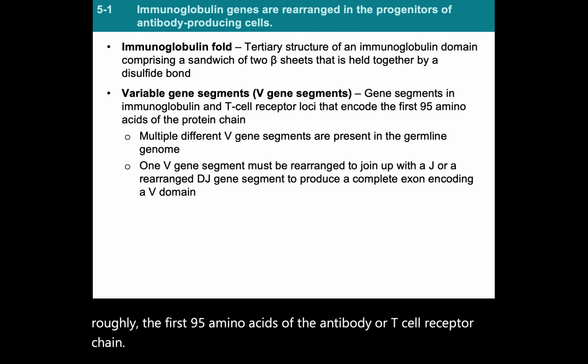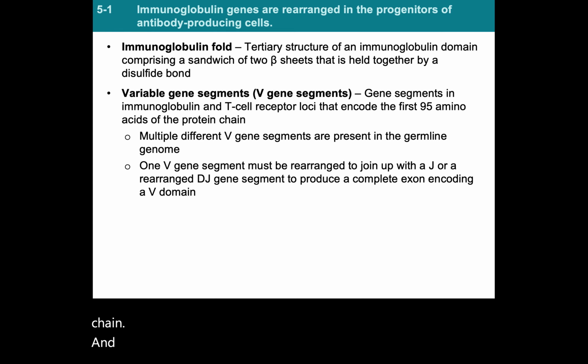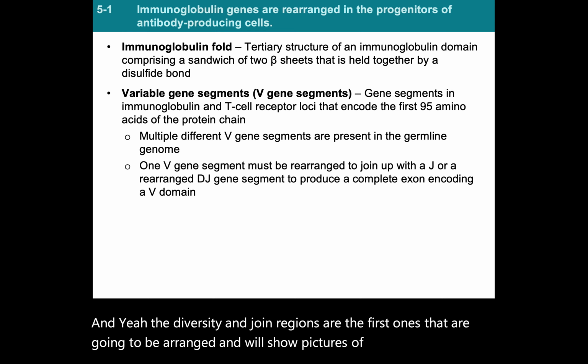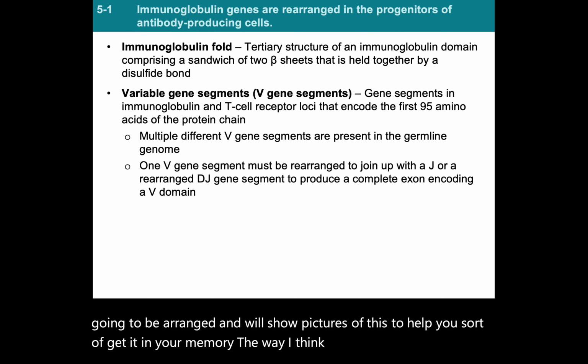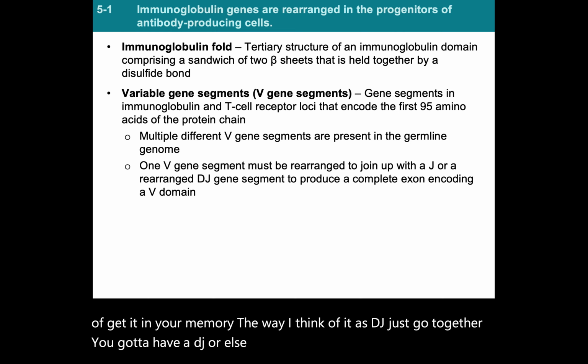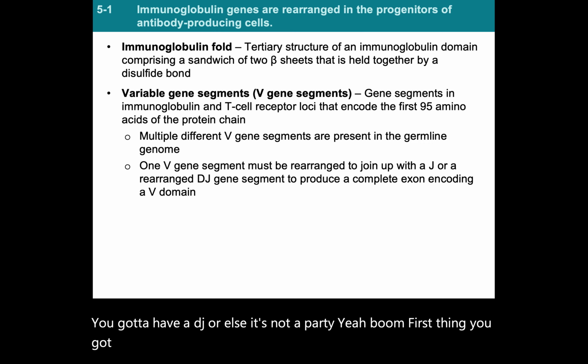And the diversity and join regions are the first ones that are going to get rearranged. And we'll show pictures of this to help you sort of get it in your memory. The way I think of it, D and J just go together. You got to have a DJ or else it's not a party. Yeah, so boom. First thing, you got to get a DJ. And then second thing, we're going to bring the V to the DJ.